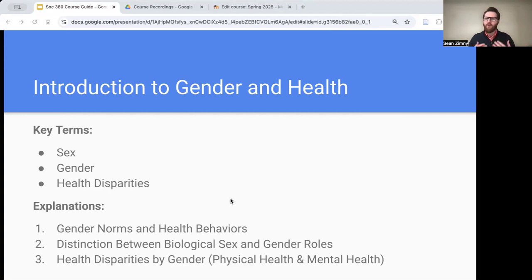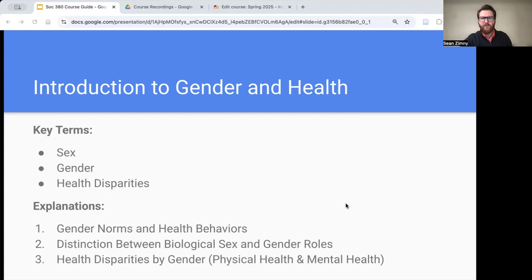What do we mean by health disparities? I mean, this is central to the class, but just as a reminder, these are differences in health outcomes between different groups of people, often influenced by social determinants like income and education and access to healthcare. So in the context of gender, health disparities can arise from both biological and social factors, which we will talk about.